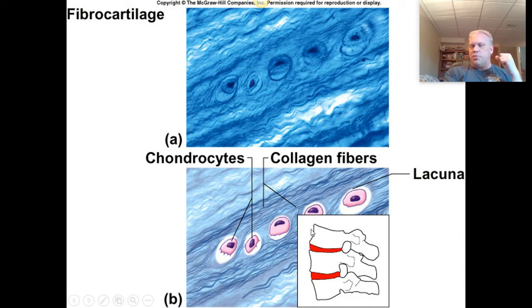It's more for support, and you don't hear of that tearing as often. So you'll find it in between the vertebra, as we're seeing here in red. You'll find it in the pubic symphysis. That's another place where you're going to find fibrocartilage.